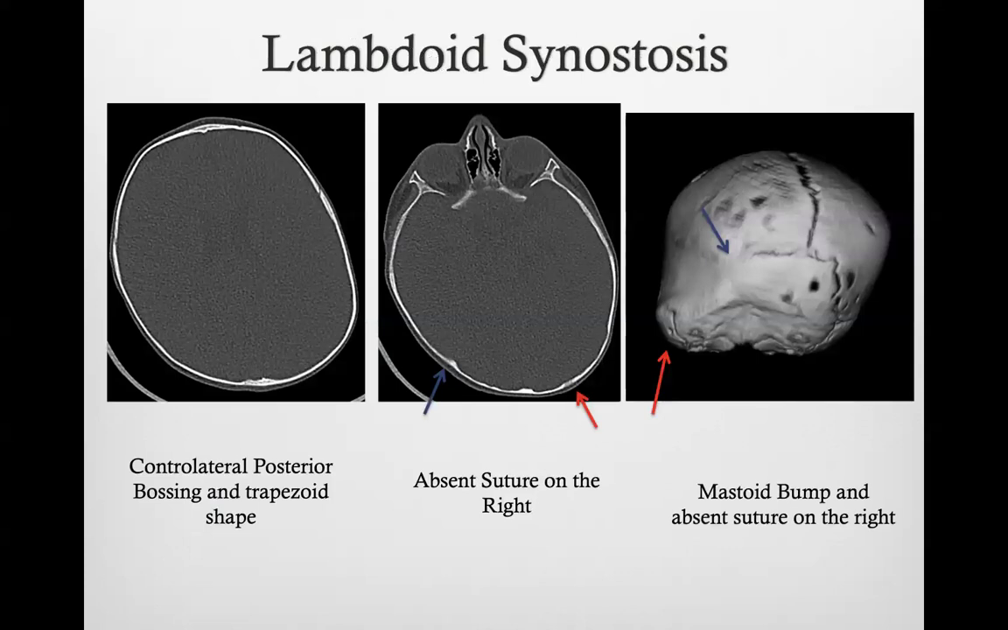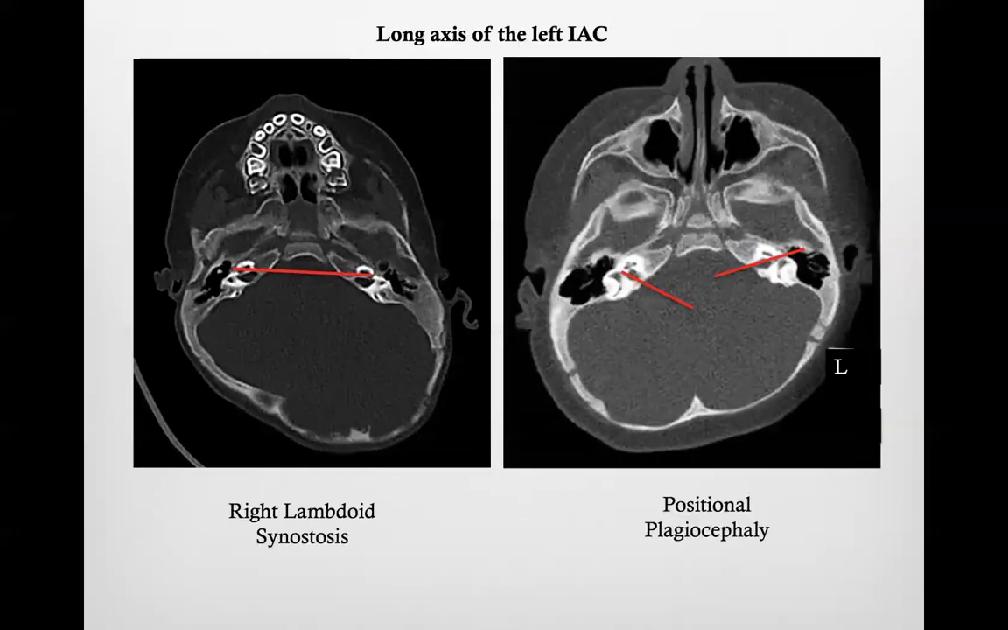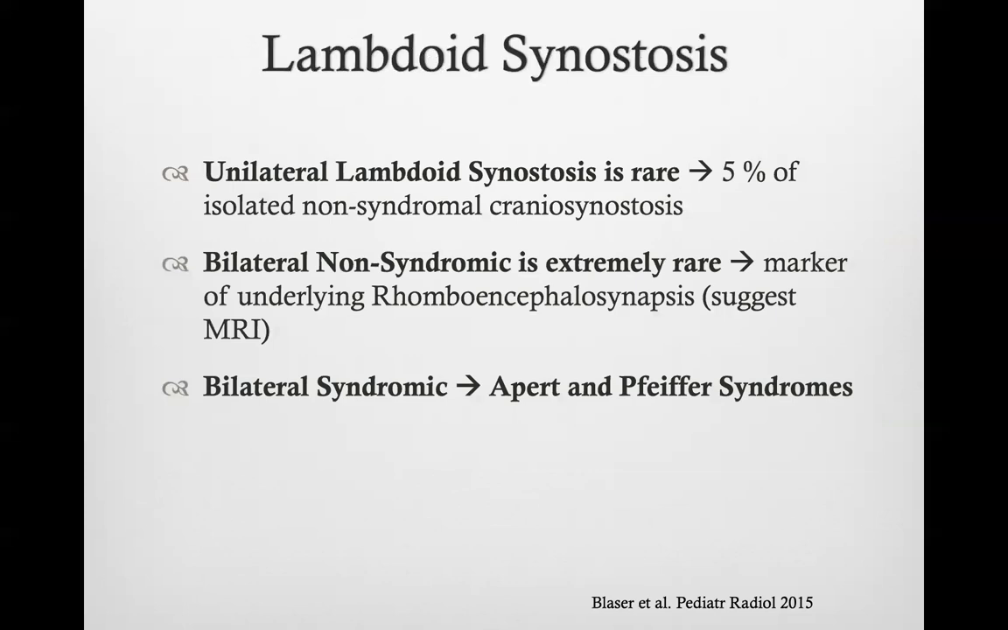This is how the lambdoid synostosis looks, with the mastoid bump, without frontal bossing. And look, simply the lambdoid suture is fused on 3D reformat. So 3D reformats are very easy to read and are critical in the diagnosis of craniosynostosis. And of course, you will not have the anterior displacement of the inner ear and internal auditory meatai as we have in positional plagiocephaly. Lambdoid synostosis is extremely rare bilaterally in non-syndromic causes, but is very common in syndromic synostosis like Apert and Pfeiffer syndrome.